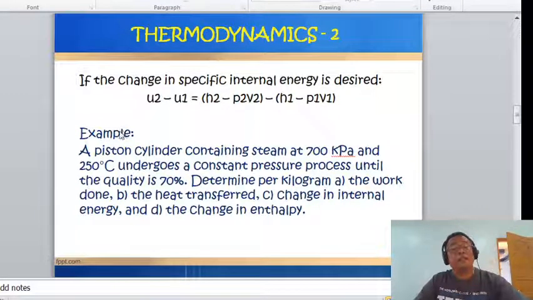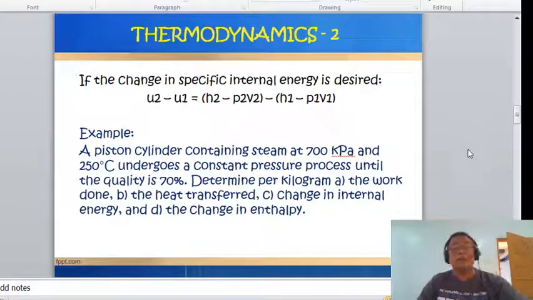So let us now take this example. A piston cylinder containing steam at 700 kilopascal and 250 degrees Celsius undergoes a constant pressure process until the quality is 70%. Determine per kilogram: A, the work done; B, the heat transferred; C, the change in internal energy; and D, the change in enthalpy.